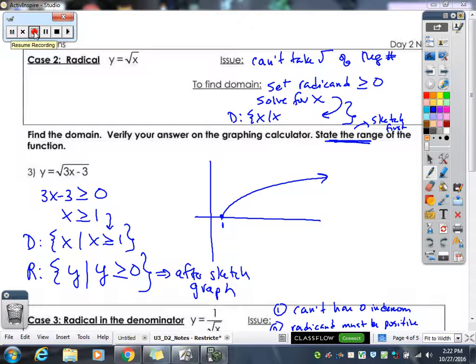In your note packet, the next page is a day 2 classwork, investigating domains. You will work with your partner, find the domain algebraically like we did in our notes. Using your graphing calculator, graph the function, sketch and verify. Please label your asymptotes and make sure you have the arrow tips. And then after you've sketched it, please describe the range.